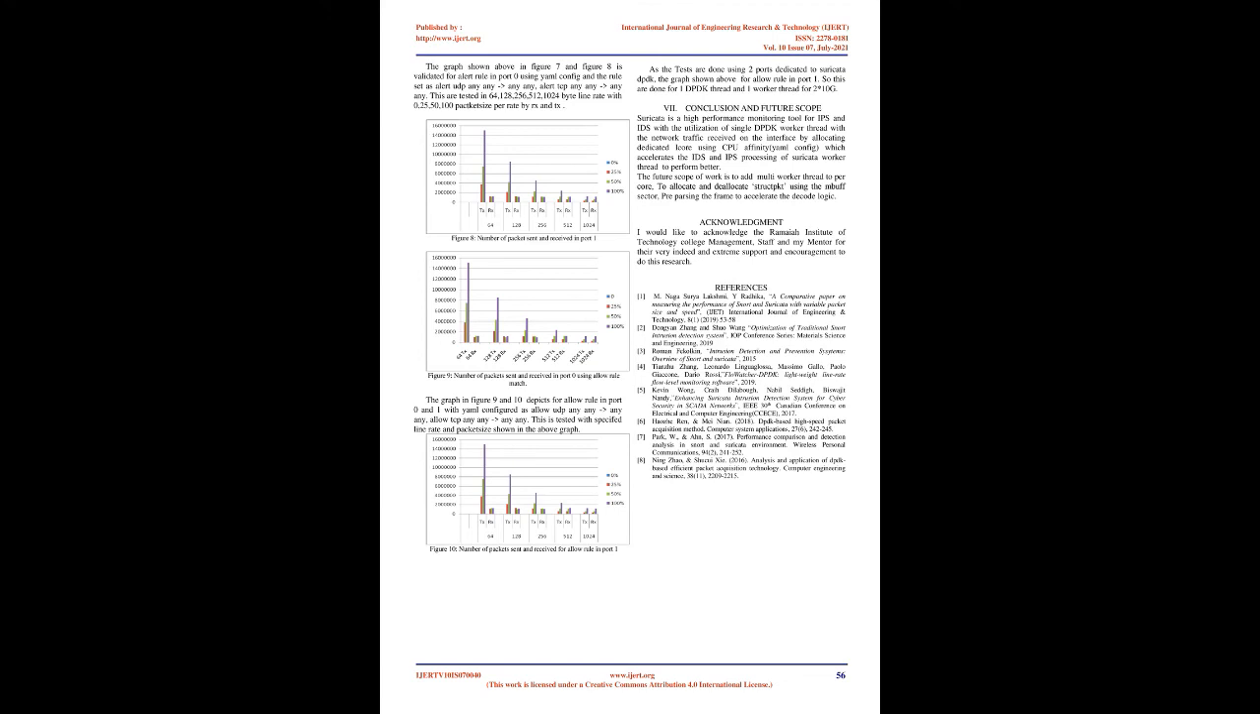7. Conclusion and future scope. Suricata is a high-performance monitoring tool for IPS and IDS with the utilization of single DPDK worker thread with the network traffic received on the interface by allocating dedicated library using CPU affinity, YAML config, which accelerates the IDS and IPS processing of Suricata worker thread to perform better. The future scope of work is to add multi-worker thread to core, to allocate and deallocate struct packets using the buffer sector, pre-parsing the frame to accelerate the decode logic.